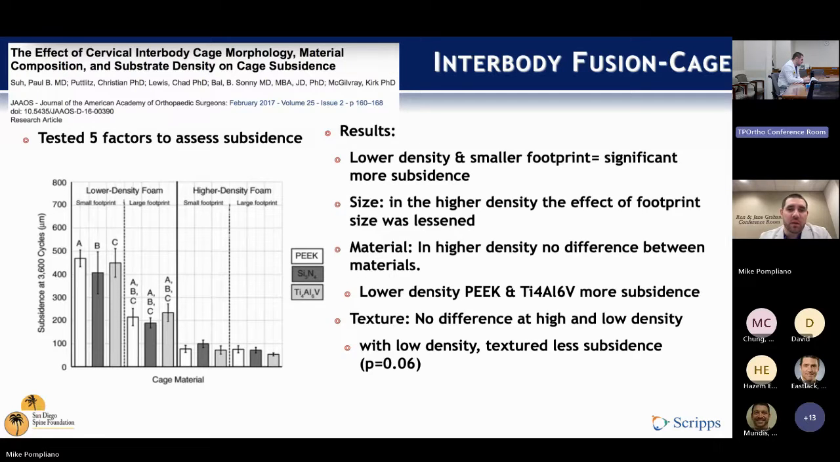They found that lower density and smaller footprint had significantly more subsidence, and in the higher density, the effect of size was lessened with better quality bone or the more cortical type bone. And then with respect to material, the higher density showed no difference. The lower density PEEK and titanium had more subsidence, and there's no difference in texture at both high or low density. But with low density, the texture did show less subsidence.